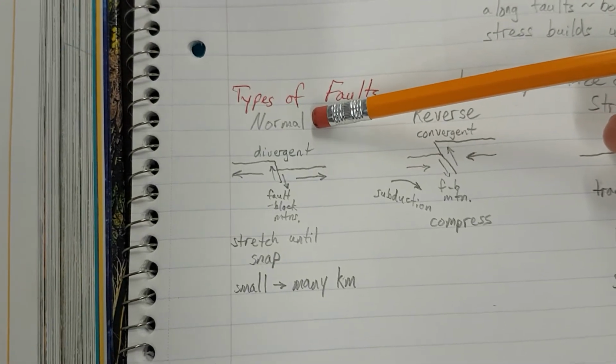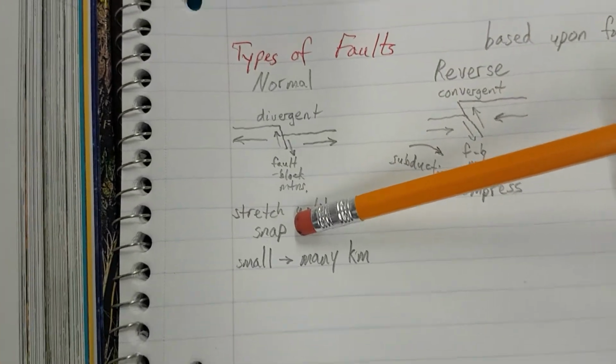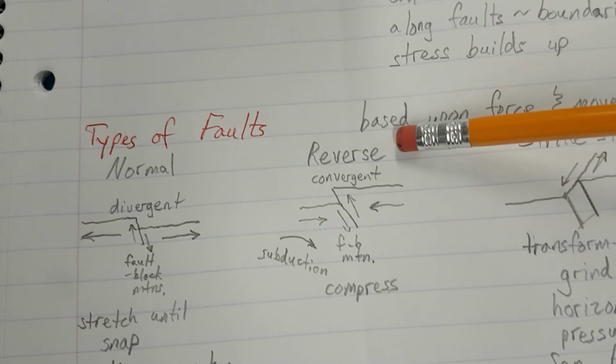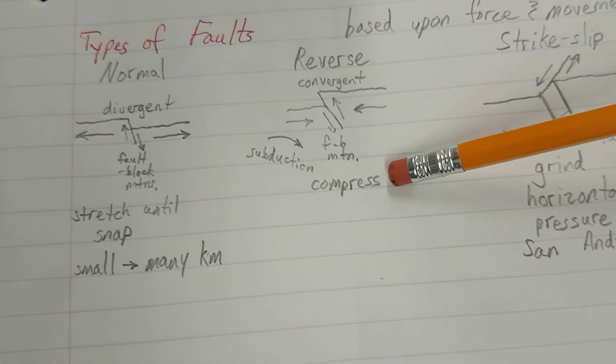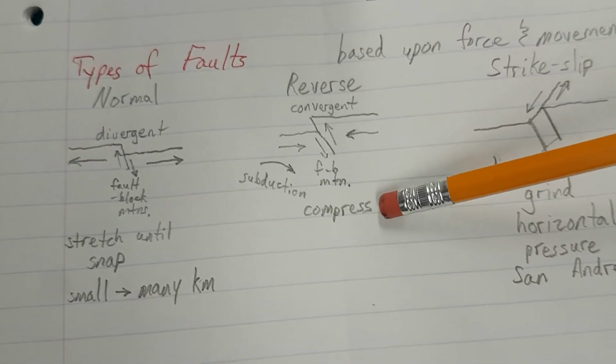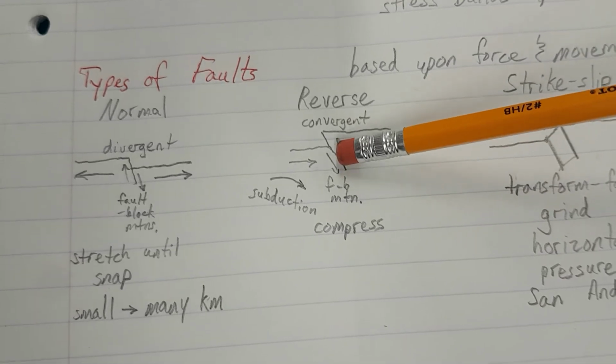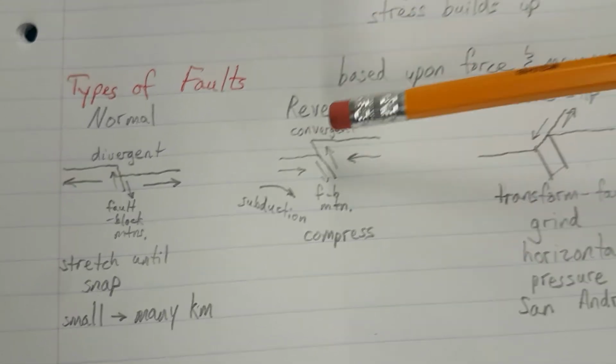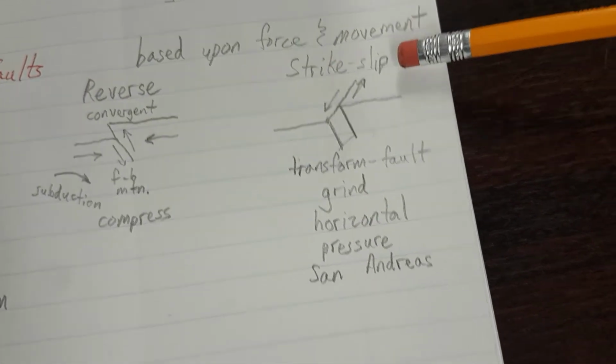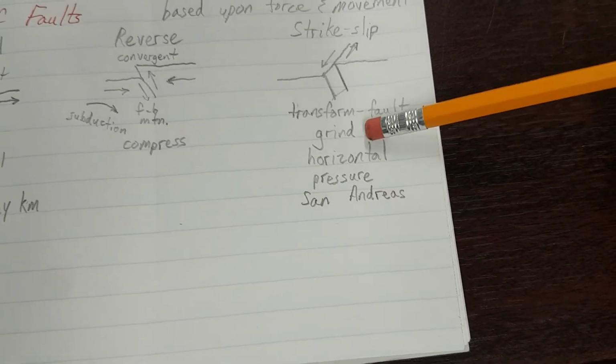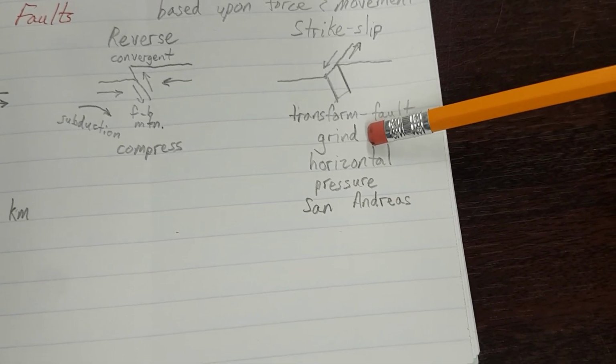At a normal fault, the rock stretches until it snaps. In a reverse fault, the ground compresses and ends up sliding up over the top of one another. And at strike-slip faults, the pressure builds from grinding past each other. Okay, that's pretty good, something like that.